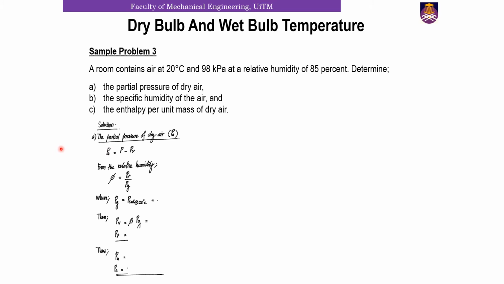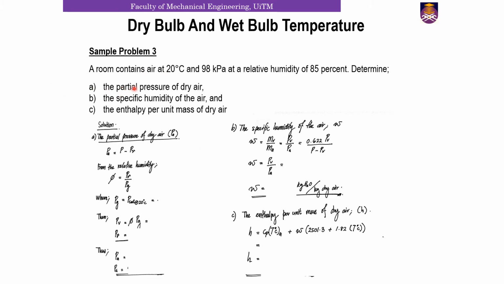You are given the total pressure, so we can use this formula. We want to find the partial pressure of dry air. In order to find that, we need to know the partial pressure of water vapor. So we find the saturation pressure at 20 degrees C and substitute it into this equation, because we know the relative humidity. Point to note here: this is given as a percentage, 85%, but when you substitute, you must convert it to 0.85. So you multiply 0.85 with the value you find from the table, and that will give you your PV. Substitute PV here, with total pressure given as 98 kilopascal, and you should be able to find the partial pressure of dry air.